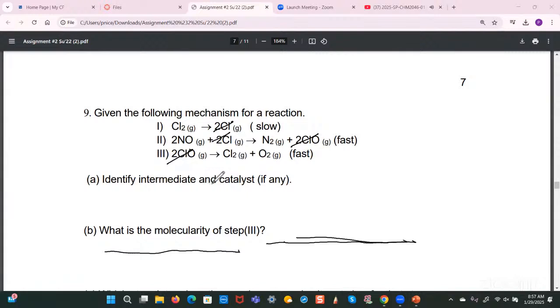Anything else? We did the 2 Cl's already. Cl2, yep. Anything else? No, so what would be left? 2 NO to give N2 plus O2. So that would be the overall equation. All right? So that answers the D part.